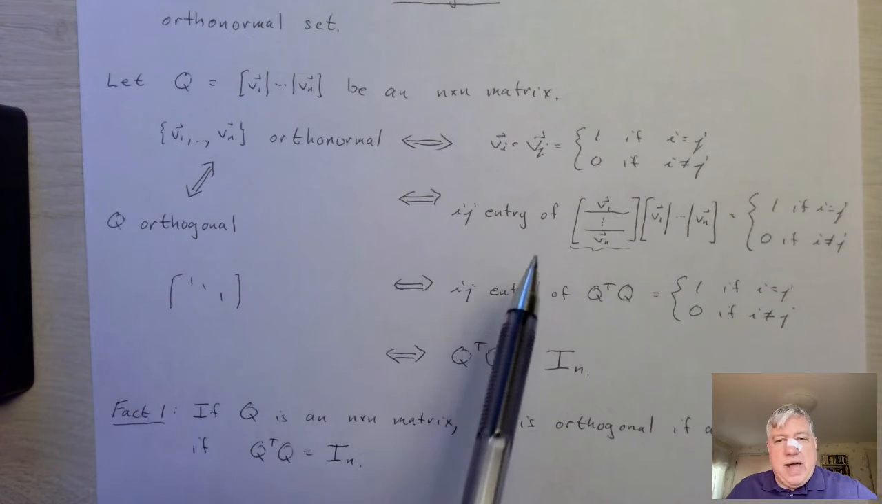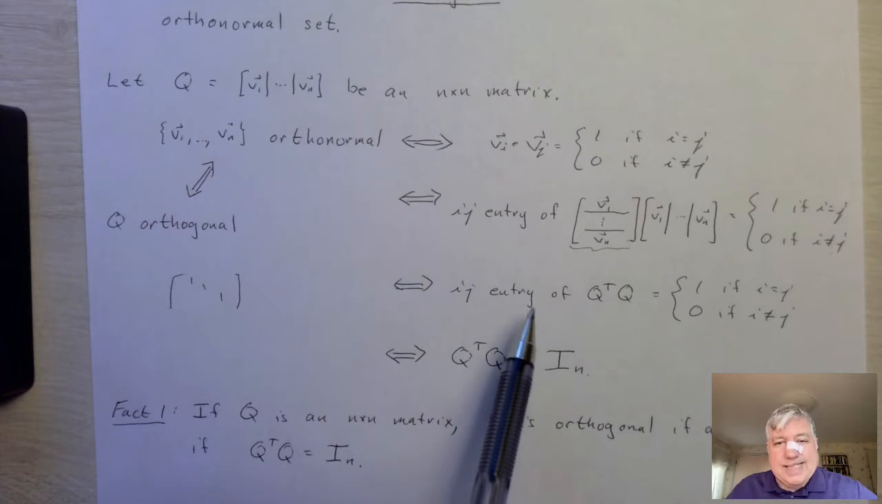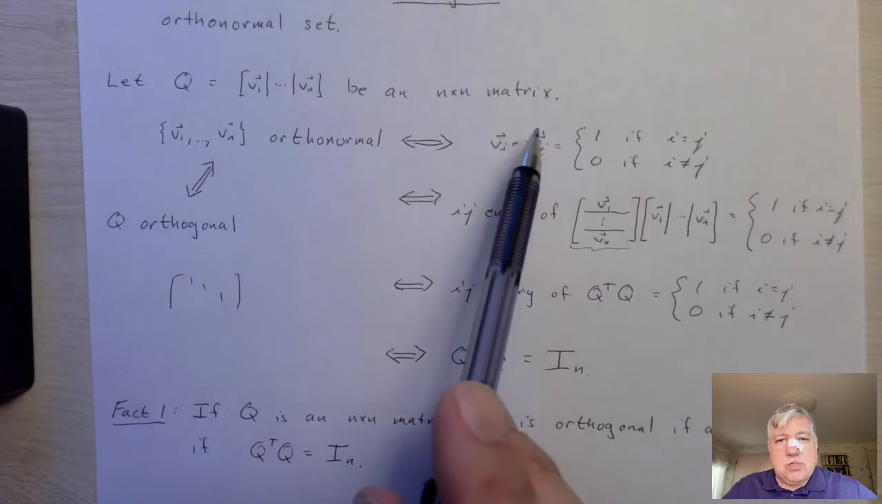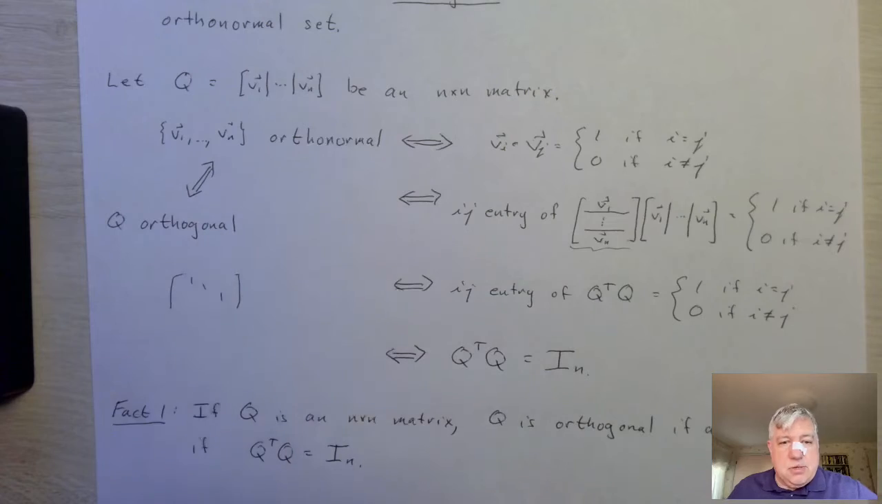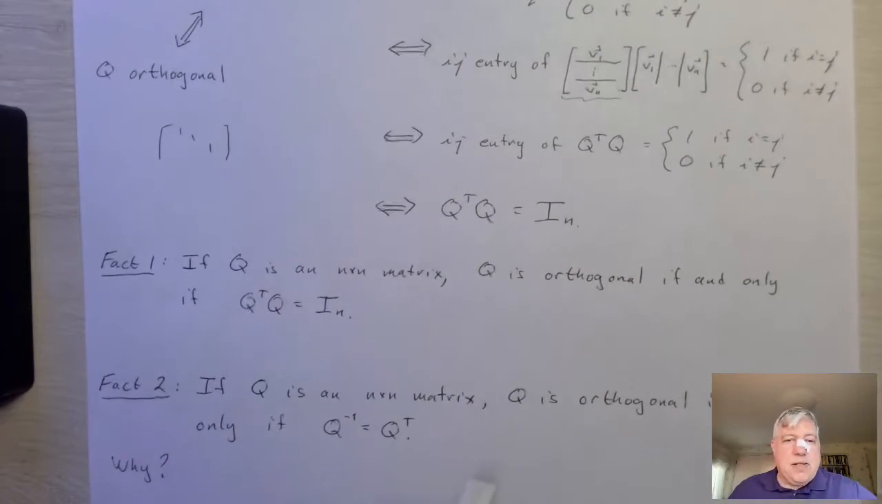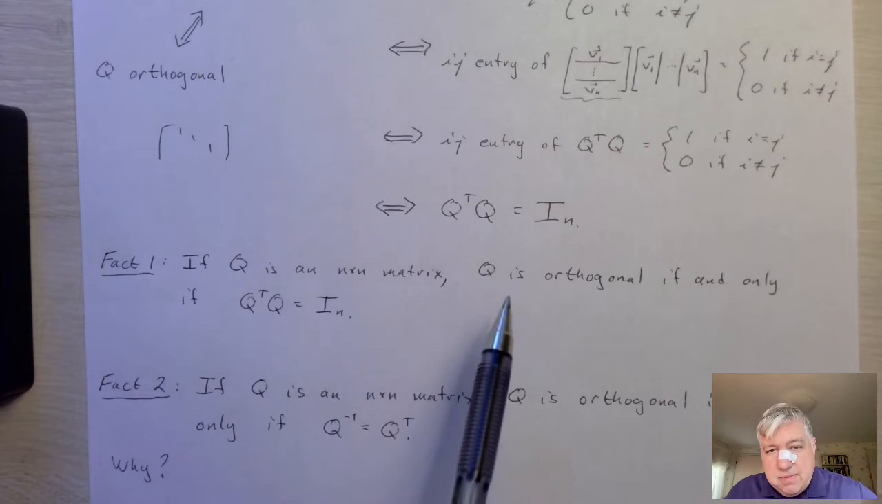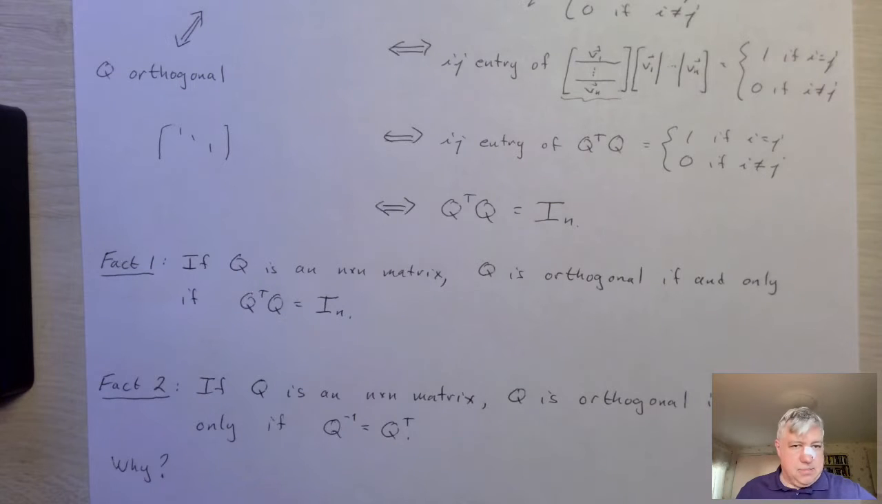Conversely, we can go back through each of these steps in reverse order, and we'll see that Q transpose Q equal to In implies each of the previous statements. So we've proven our first fact: if Q is an n by n matrix, then Q is orthogonal if and only if Q transpose times Q is equal to In. That's one important thing.